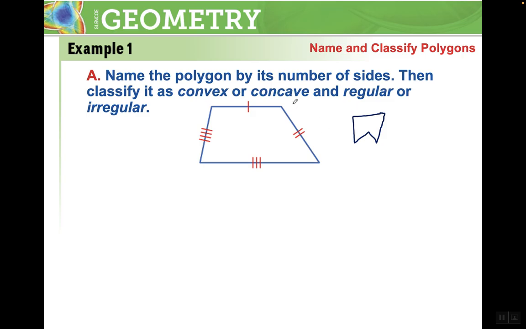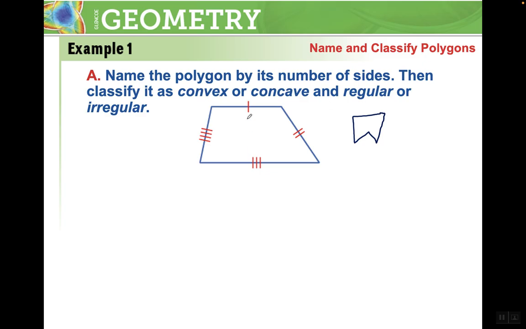Okay. So a regular polygon, like I said, is equiangular and equilateral. And a regular polygon is always convex. I would write that down. Regular polygons are always convex. Okay. Now, if something's convex, it doesn't mean it's regular. But if it's regular, it is convex.